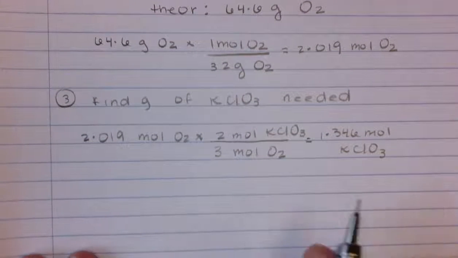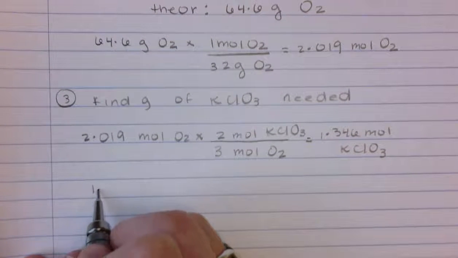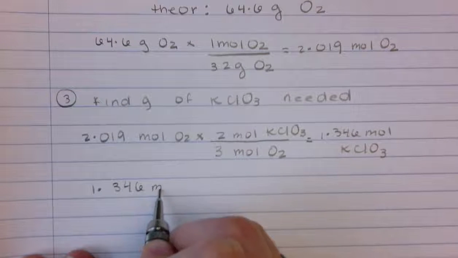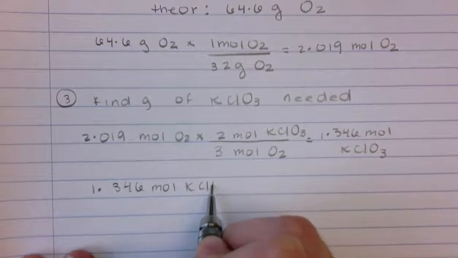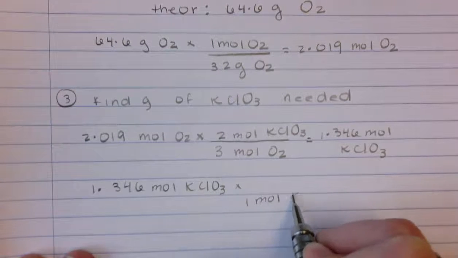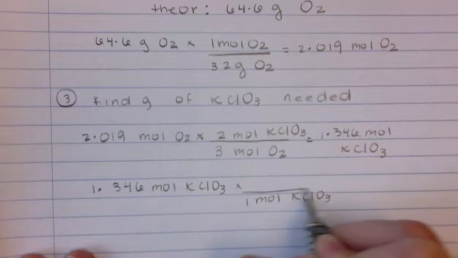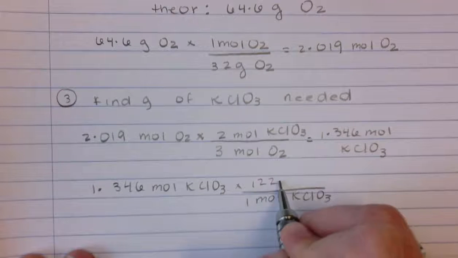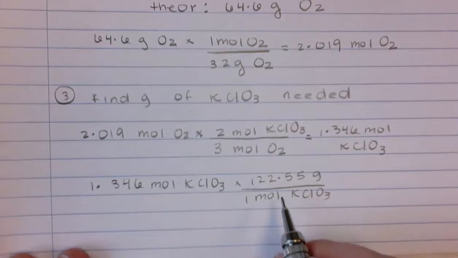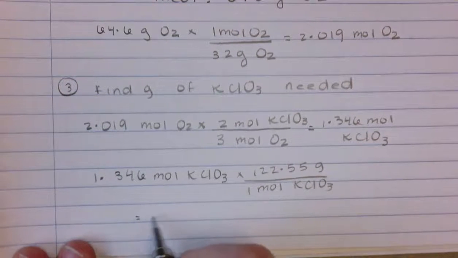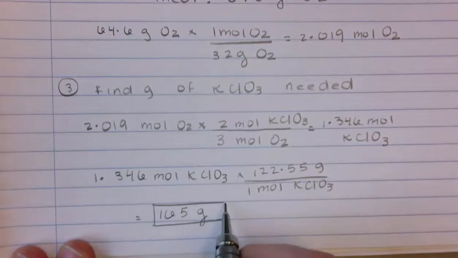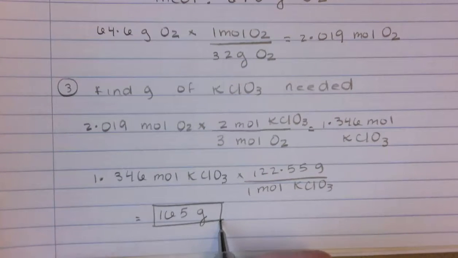And we want our answer in grams, so we're just going to use the molar mass to do that. So we have 1.346 moles of potassium chlorate. We're going to multiply by 122.55 grams per mole of potassium chlorate and get that 165 grams of potassium chlorate is needed to produce 42 grams of oxygen.